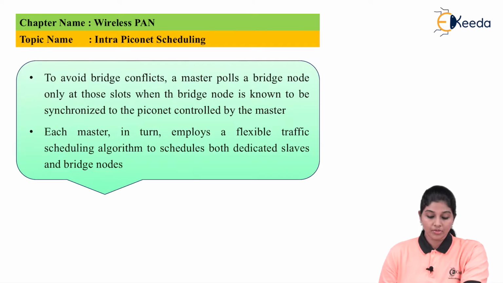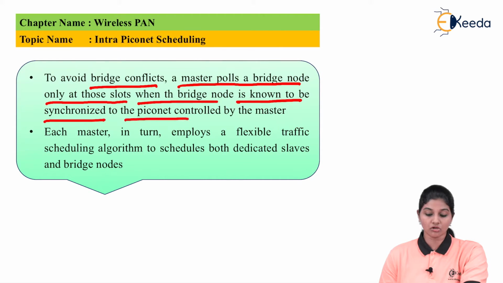Now to avoid the bridge conflicts, a master polls a bridge node only at those slots when the bridge node is known to be synchronized to the Piconet controlled by the master. In order to avoid conflicts between the nodes, it is not necessary that only one node acts as a bridge for the Piconet. There are a number of nodes which can act as a bridge for the same Piconet.